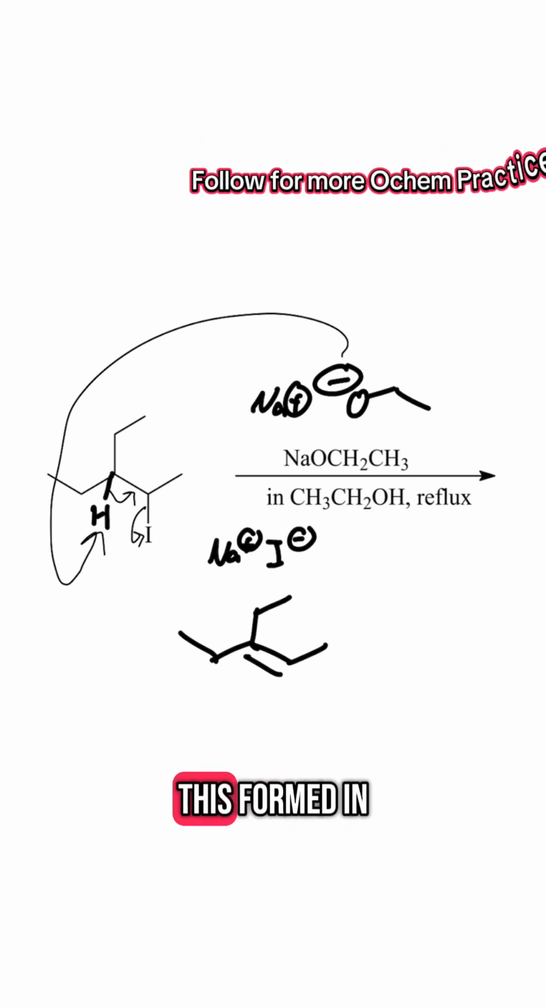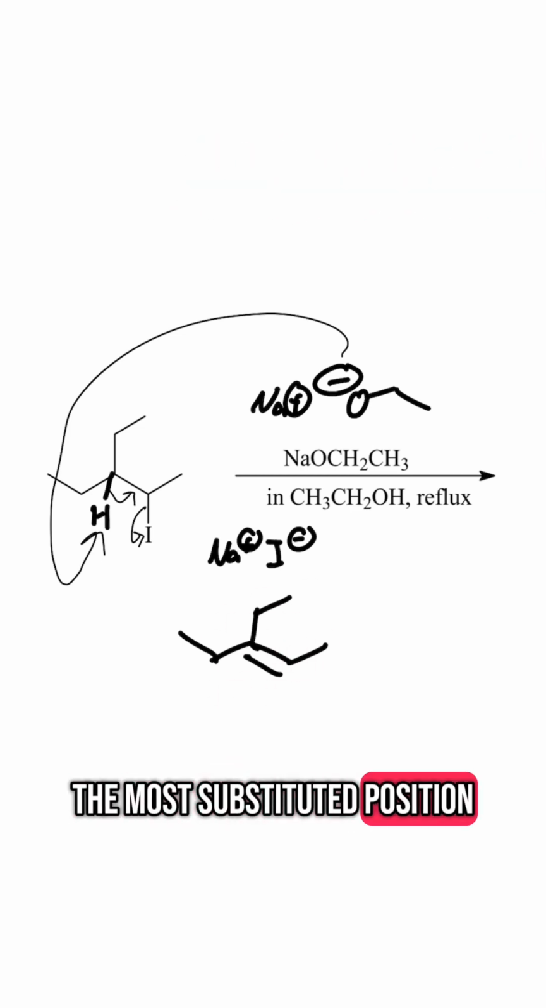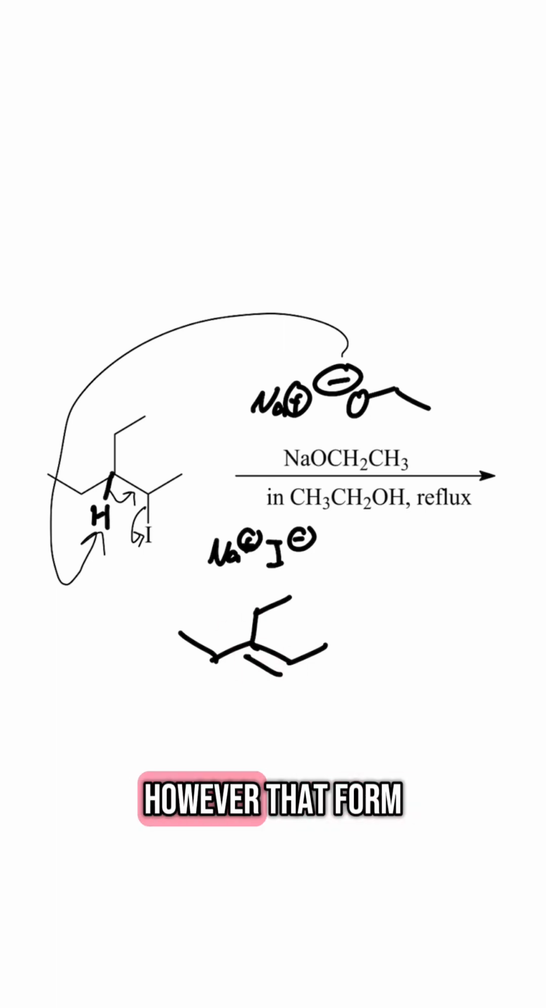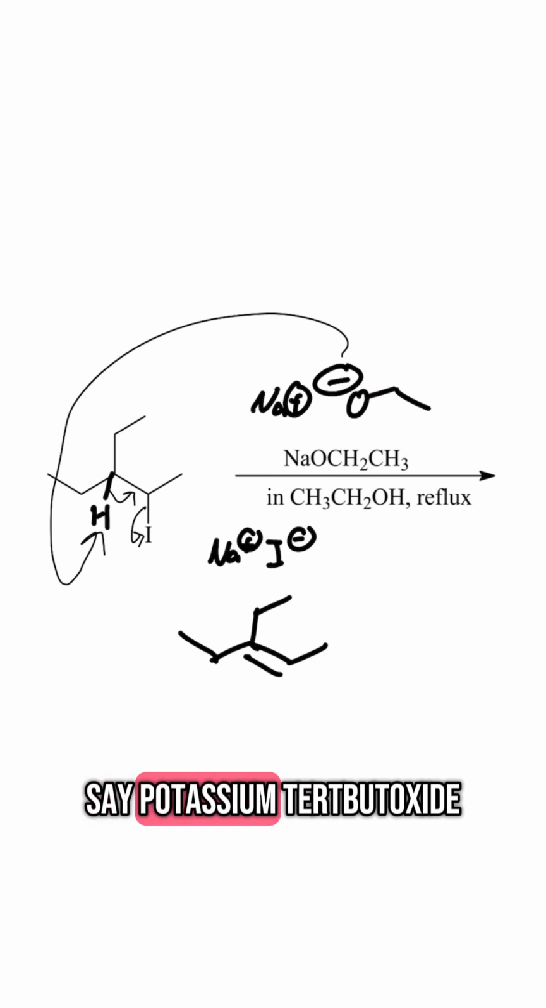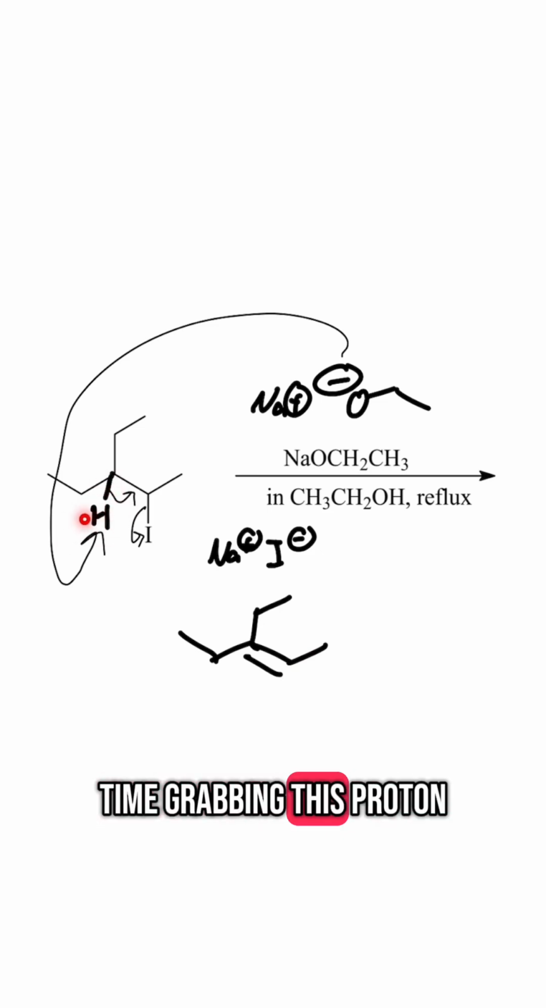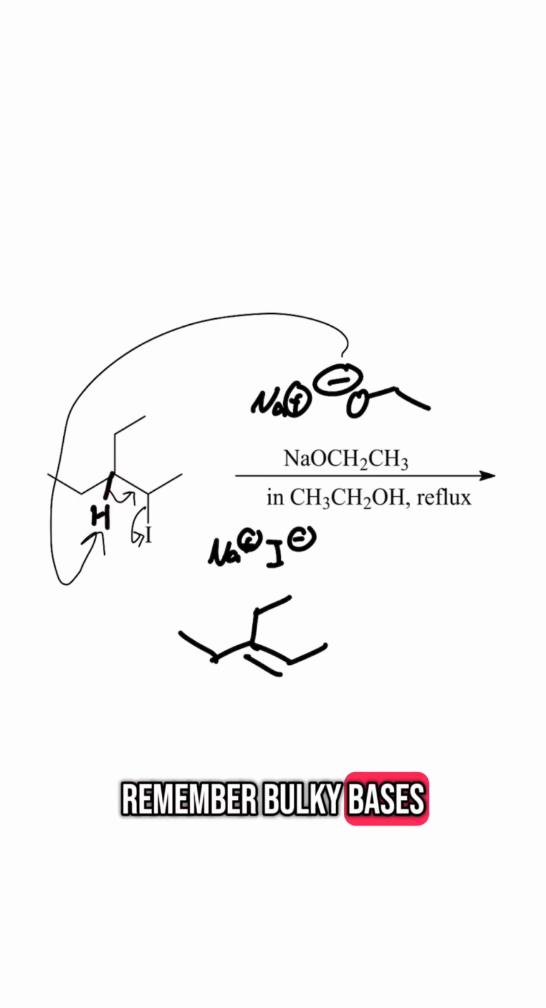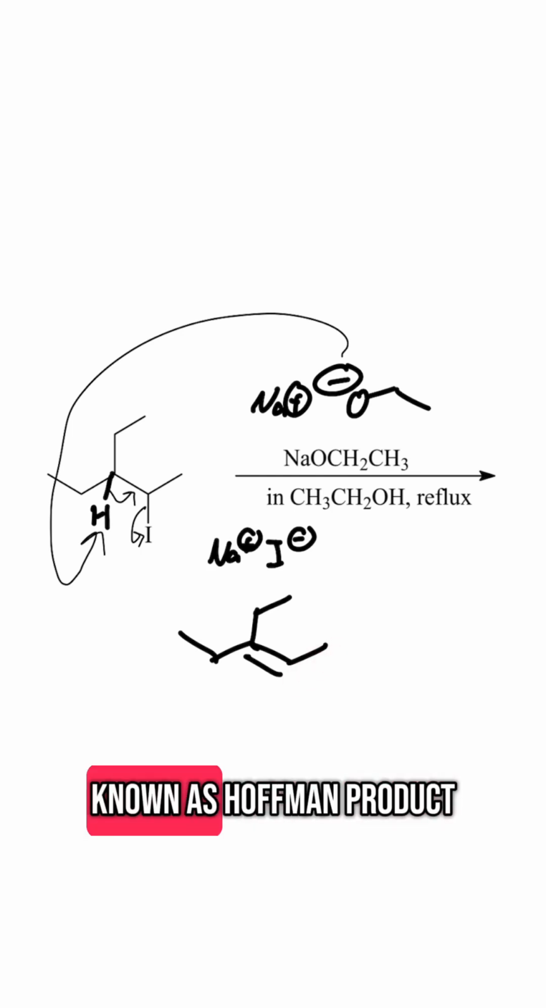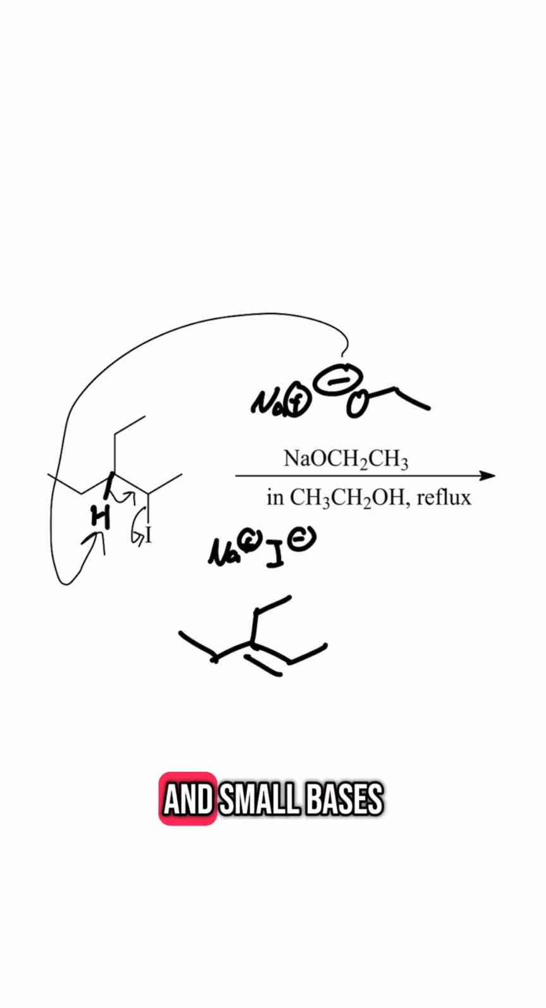Now notice how this formed in the most substituted position, which is the more stable position. However, that form there, because remember, this is a small, non-bulky base, this is our Zaitsev product. If this is a bulky base, say potassium tert-butoxide, the double bond would form here because it's going to have a hard time grabbing this proton. Remember, bulky bases lead to the least substituted product, there's your Hofmann product, and small bases lead to your most substituted, which is your Zaitsev product.